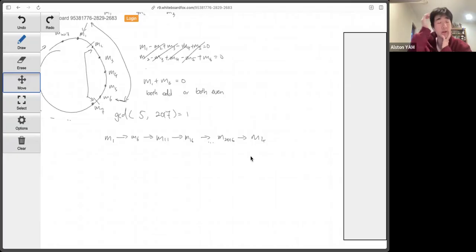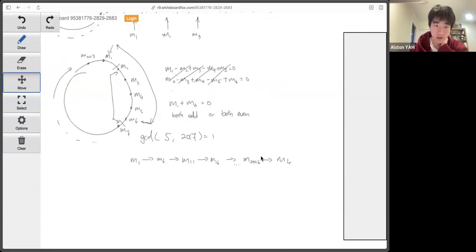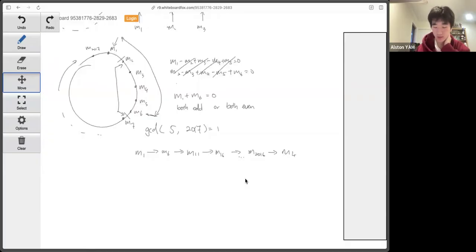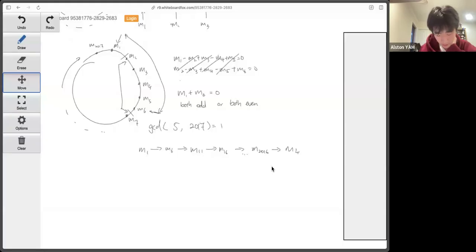So what I'm saying is that if I go around the entire circle, all of the M's must have the same parity. So that is the big argument, okay? All of the M's must have the same parity. And from there, you're pretty much done. There is one more observation you need to make. So all Mi are the same parity.